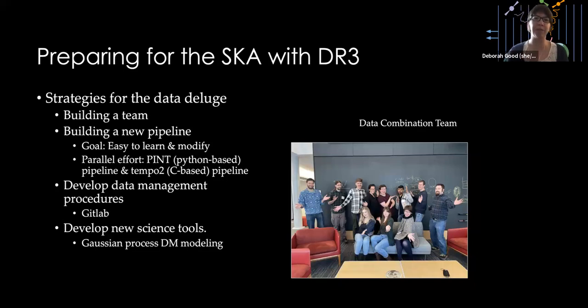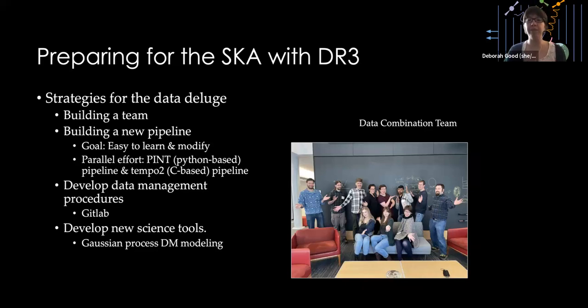We're also being much more intentional about how we manage our data. We're getting up to speed with things like GitLab that will let us check in and out different solutions and keep on top of what's happening among all the PTAs. And we're also developing some new science tools. The process of modeling these dispersion measure variations has always been a big problem for the IPTA, and we're working on a new Gaussian process format that we're pretty excited about.